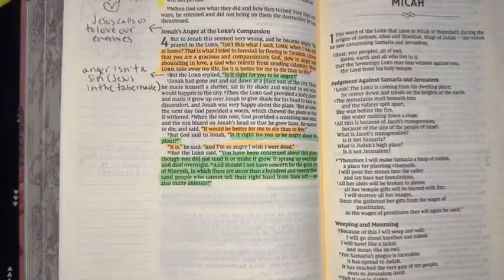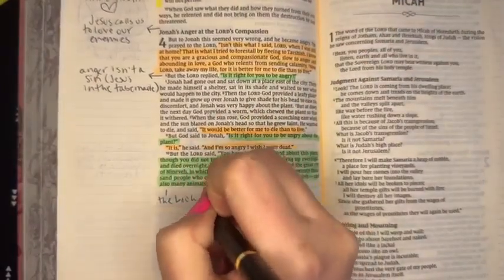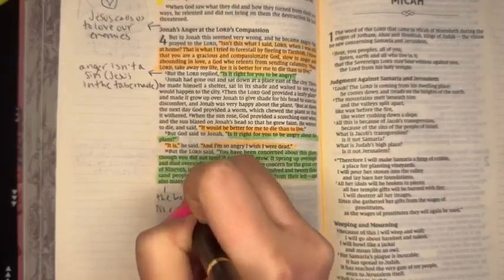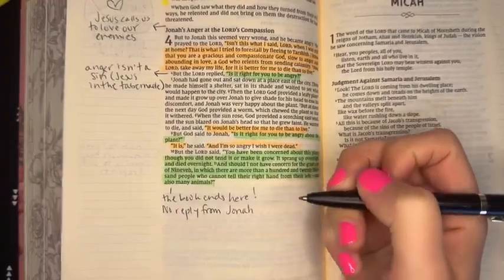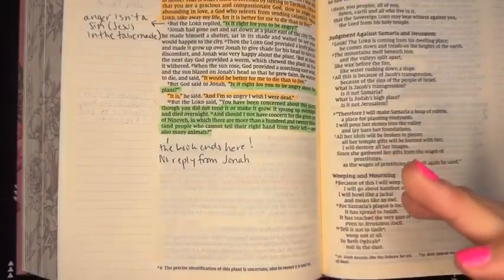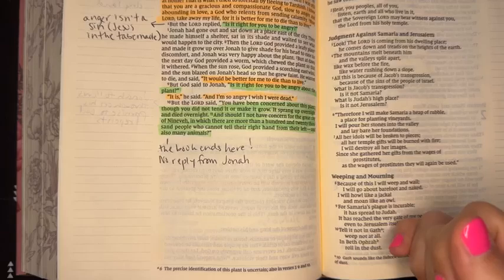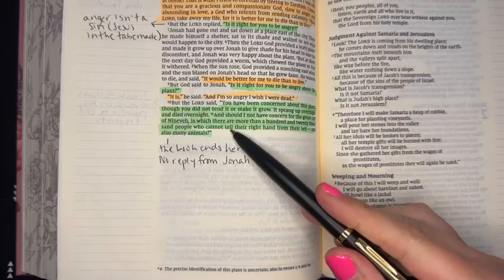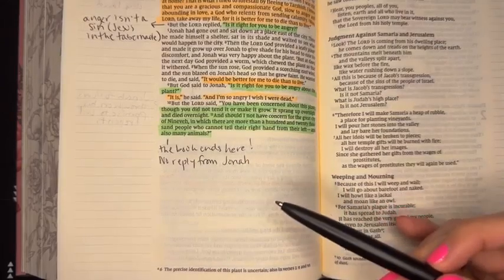Which I find is very interesting as well. The book ends here. No reply from Jonah. I believe that it ends here because what God says to him is like what God says to Job, is basically in a compassionate way, he's telling him, who do you think you are? You did not create these people. You don't get to make decisions about their fate.